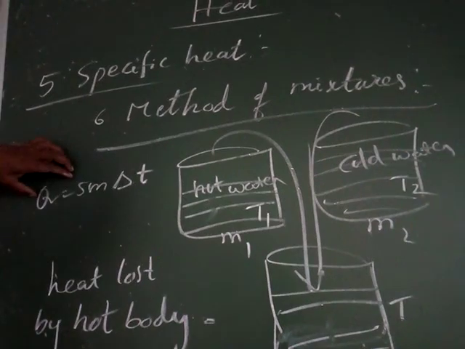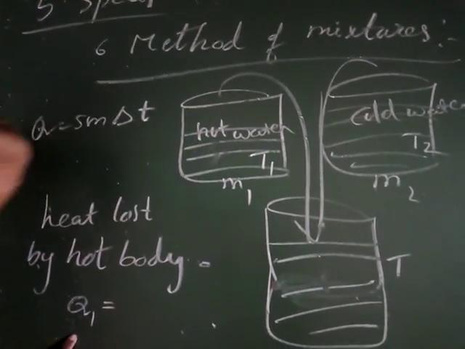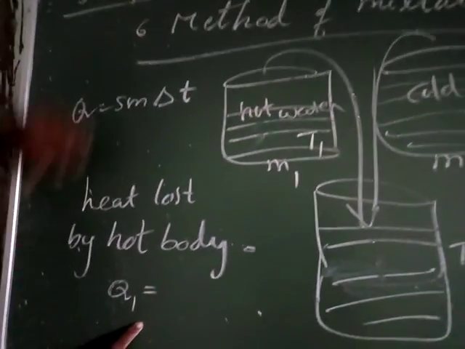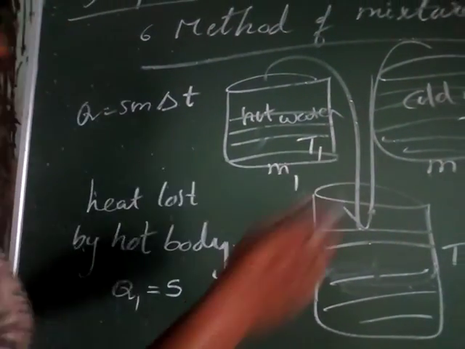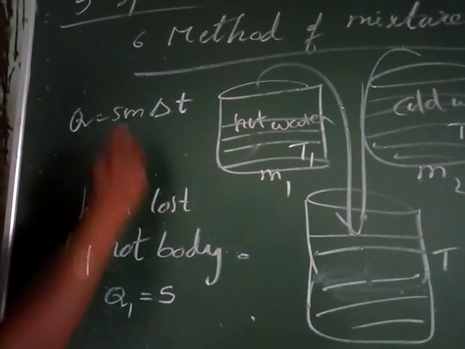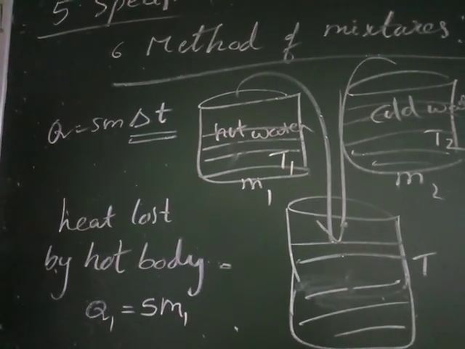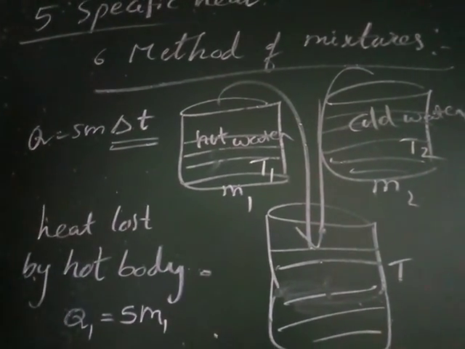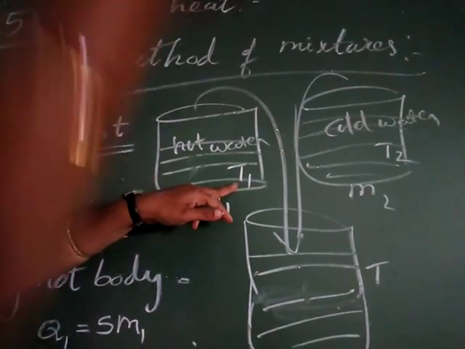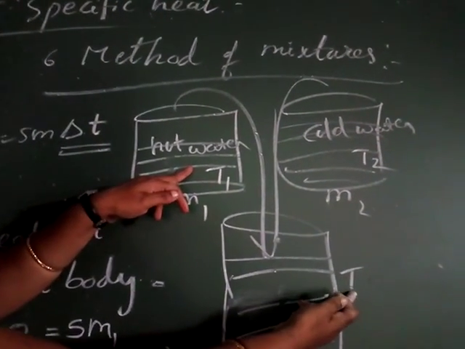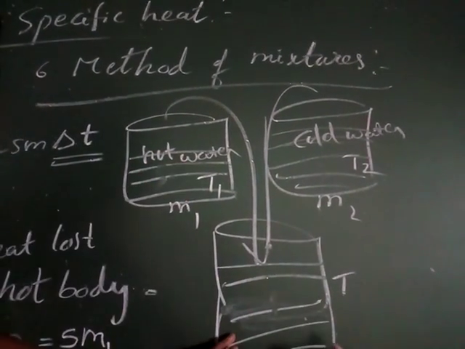Let us think Q1 is the heat quantity lost by the hot water. Then how much is the specific heat? We are taking water only. Suppose the specific heat of water is S. Then the mass of the hot body is M1. And how much is delta T? Delta T means change in temperature. What is the initial temperature of the hot water? T1. What is the final temperature of the hot water? T. Because it decreases from T1 to T.